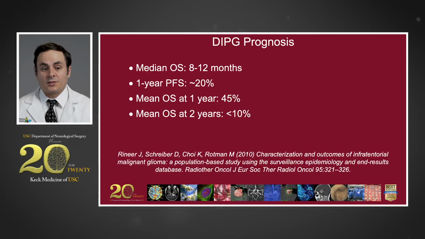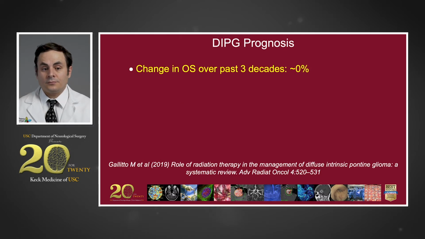a dismal prognosis. Some statistics on prognosis for DIPG include a median overall survival of 8 to 12 months, a 1-year progression-free survival of approximately 20%, a mean overall survival at 1 year of 45%, and a mean overall survival at 2 years that's extremely low. What's more is that the change in overall survival over the past 3 decades has been just about 0%.